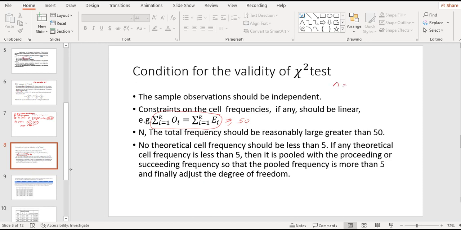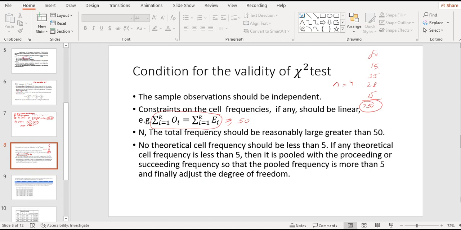For example, we are given the observed frequencies as say 15, 35, 28, 15. And what is n? N is the number of observations: 1, 2, 3, 4. We are given 4 observations, right? But these are frequencies, which means the sum of these frequencies should be greater than 50. This is the condition, right? And the value of n is needed when we calculate the degree of freedom, which is how many such observations are given here.